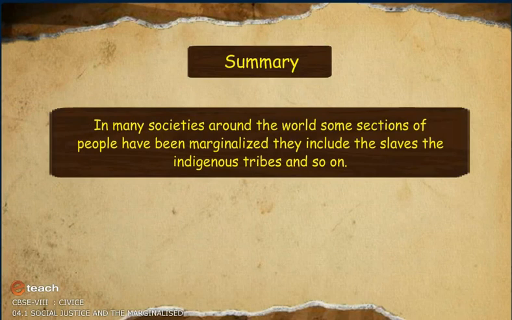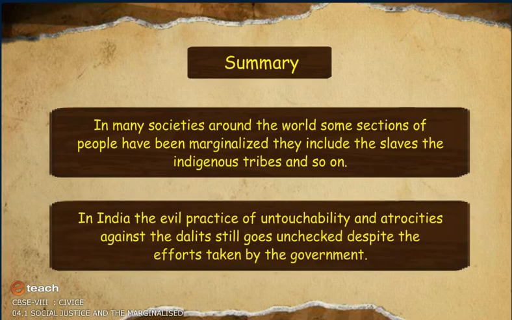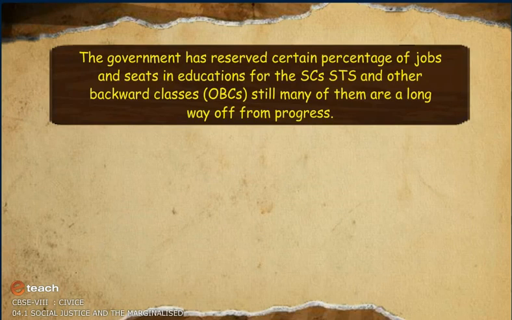Summary. In many societies around the world, some sections of people have been marginalized. They include the slaves, the indigenous tribes, and so on. In India, the evil practice of untouchability and atrocities against the Dalits still goes unchecked despite the efforts taken by the government. The government has reserved certain percentage of jobs and seats in educations for the SCs, STs and other backward classes, OBCs. Still, many of them are a long way off from progress.